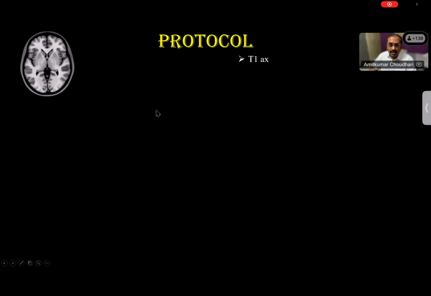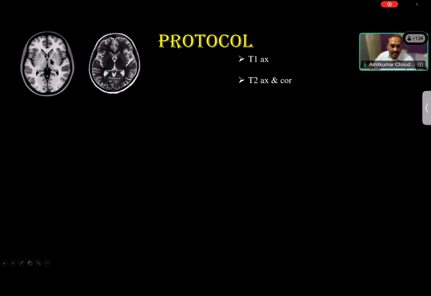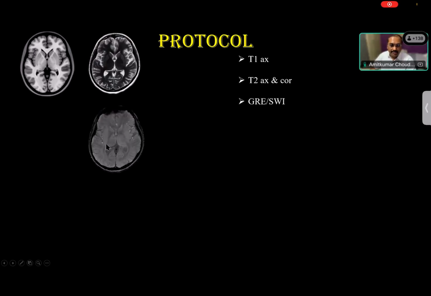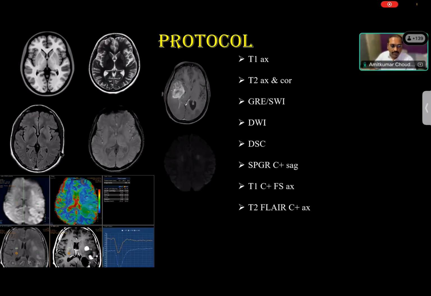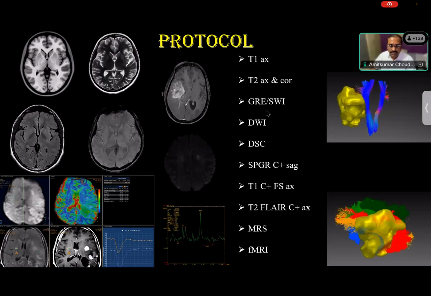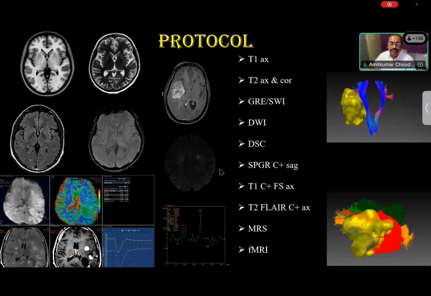The classic MRI brain tumor protocol includes a T1 weighted image, a T2 weighted image in axial and coronal planes, gradient or susceptibility weighted imaging, followed by diffusion weighted imaging, followed by perfusion imaging or dynamic susceptibility contrast imaging, followed by T1 post contrast, T2 FLAIR post contrast, and other advanced imaging sequences which include MR spectroscopy, DTI tractography, and BOLD fMRI, which will be used for surgical planning.